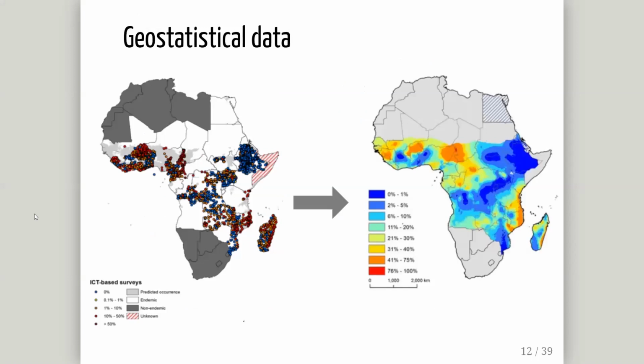In geostatistical data, we assume that disease risk is a spatially continuous surface that we measure at specific locations. And we want to predict the risk in areas that are not sampled. So we want to go from this map to this map that shows a spatially continuous surface of the disease risk that can be useful for decision making.